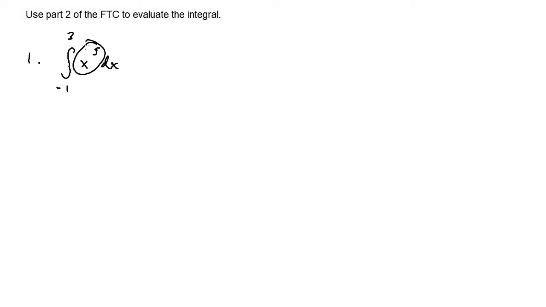Now the integral of x to the 5th, remember that this is in the form x to the n. So the antiderivative of x to the n, we're going to use the power rule formula for integrals, where we add 1 to the power and divide by the same power. So the integral of x to the 5th is going to be x to the 6th over that same power. Once again, we add 1 to the power, divide by that same power.